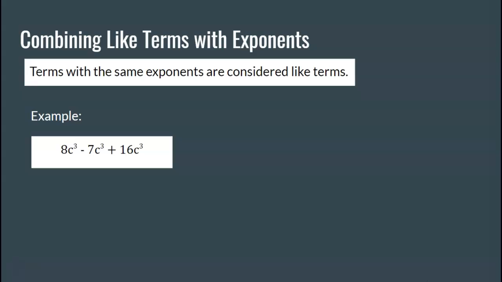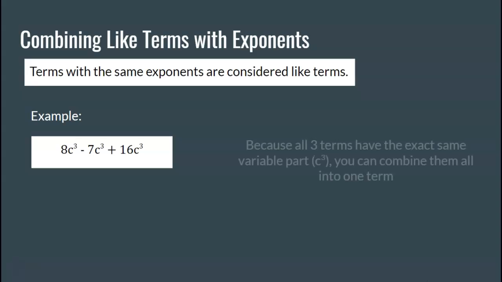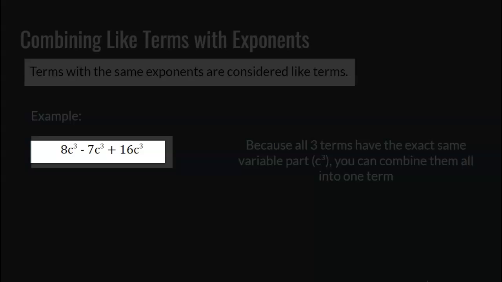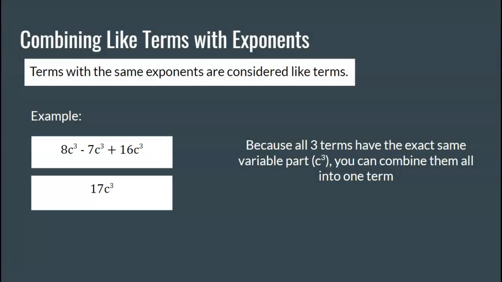Sometimes your variables will have exponents, like this example. 8c to the third minus 7c to the third plus 16c to the third. Because all three terms have the exact same variable part, which is c to the third, you can combine them all into one term by adding or subtracting their coefficients. So we would look at 8 minus 7 plus 16 gives us 17c to the third. That's our simplified expression.